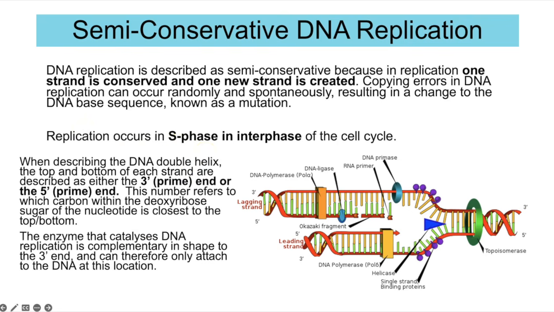And this concept of the 3' and 5' end is useful in describing the stages of DNA replication, because instead of saying the start or the end, you can talk about the 3' or 5' end. And this is relevant because we're going to look at the enzymes involved in DNA replication, and the enzyme that catalyzes one of the stages of DNA replication has an active site complementary in shape to the shape of DNA only at the 3' end. And that means that enzyme can only attach at the 3' end of the DNA.